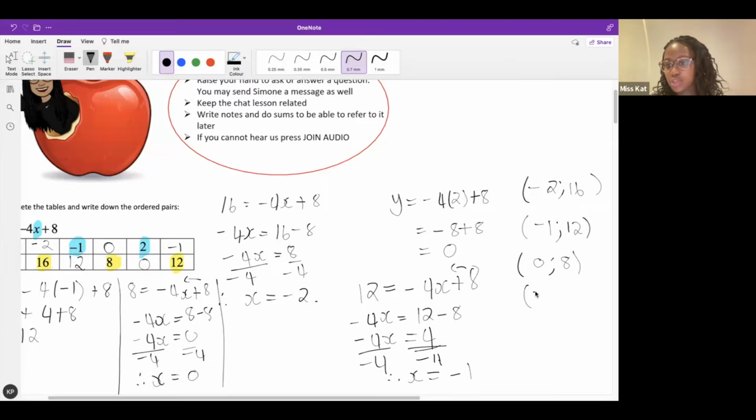The last one is 2 and 0. And I am not going to write the last one because it's the same as one we've already written. Now, guys, which one is our x-intercept and which one is our y-intercept? Maybe I should name these A, B, C, and D. Which one is my x-intercept?